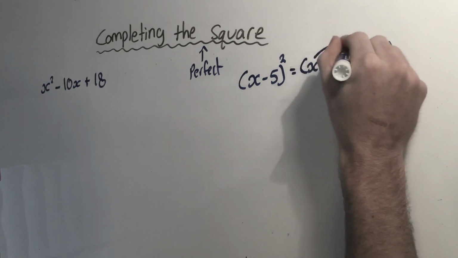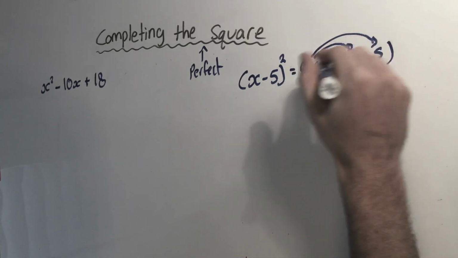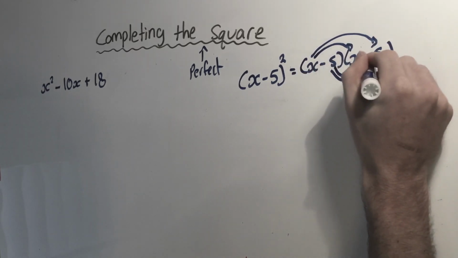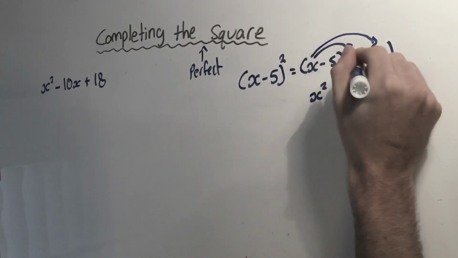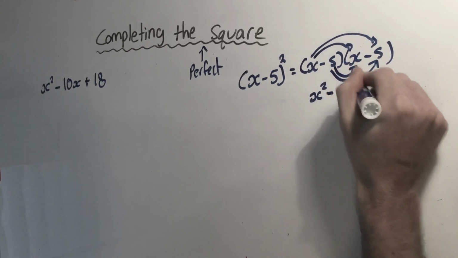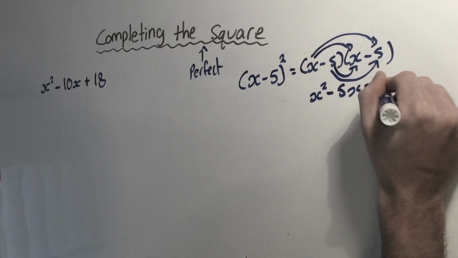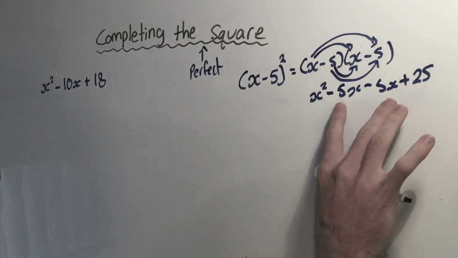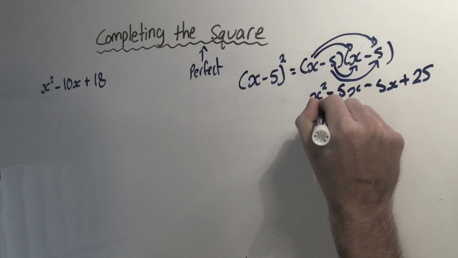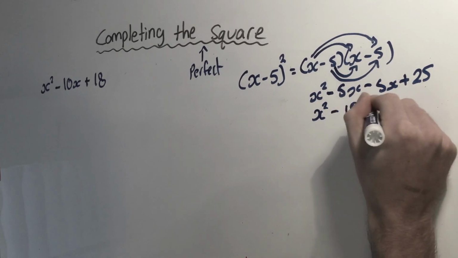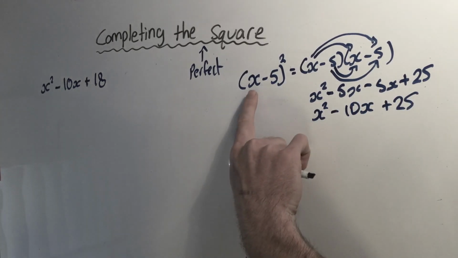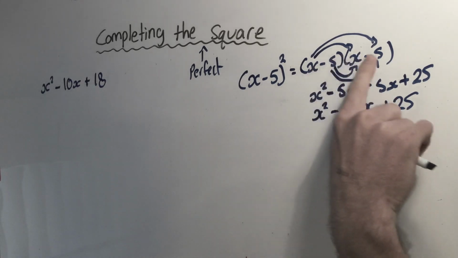And then if we expand it the long way, times each of these terms by each of these terms, we would get x squared, x times x, minus 5x, and then this one minus 5x again, and then plus 25. Now you'll notice that if I bring those two together, that's going to be x squared minus 10x plus 25.